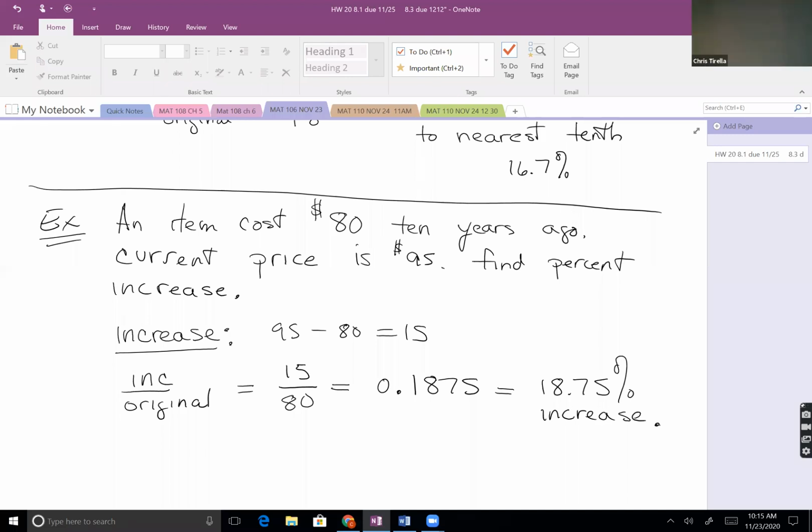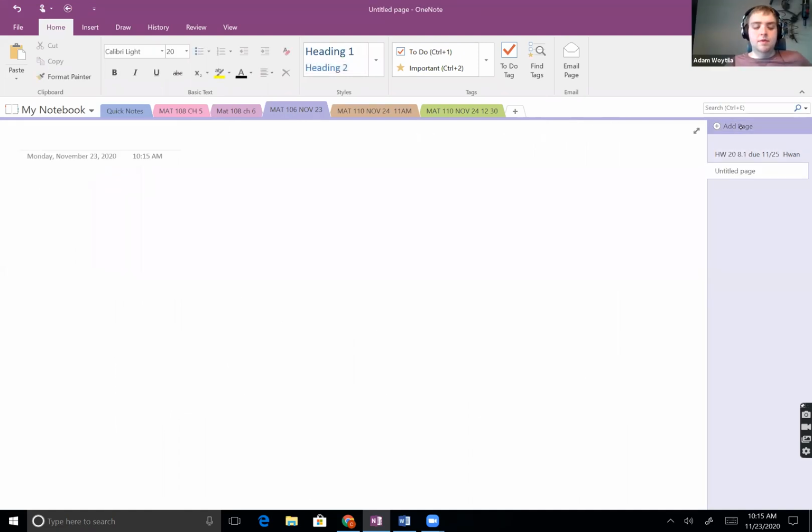And that's the end of that section 8.1. From there, let's go on to section 8.3, which can I add a page? Is everybody okay? Sure. Interest.